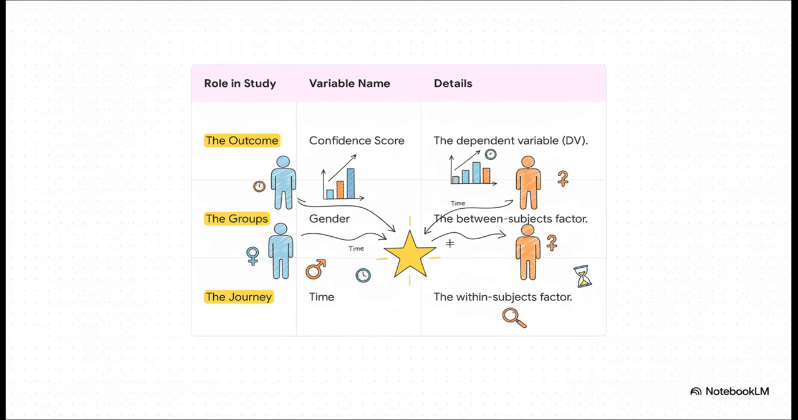Okay, so in our data story, we've got a few key players. As you can see, our main character is the confidence score. That's the thing we're actually measuring. Then we've got our two groups, males and females. Now, because we're comparing these different groups of people, we call gender our between subjects factor. And finally, we're tracking everyone's journey over time. Since we're measuring the same individuals at different points, that's our within subjects factor. Simple, right? Between subjects compares separate groups. Within subjects tracks the same people over time.